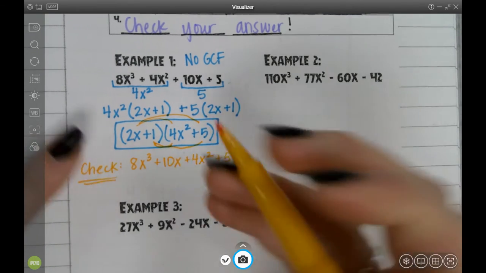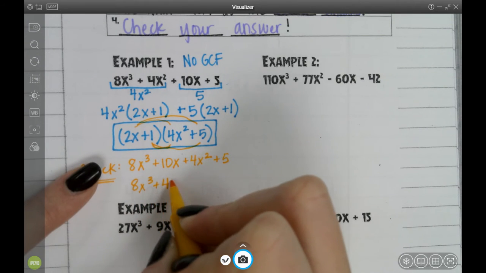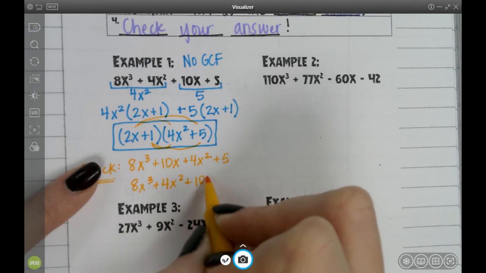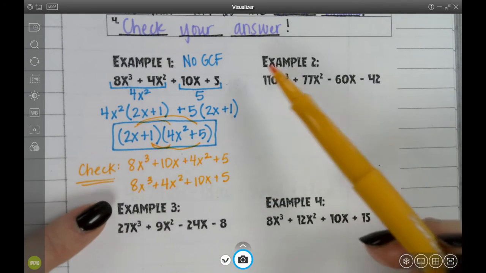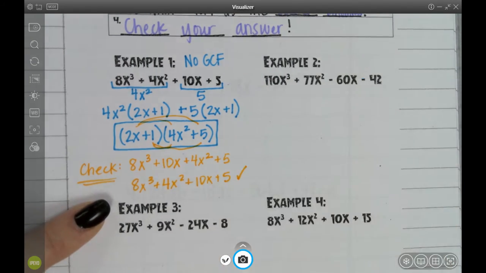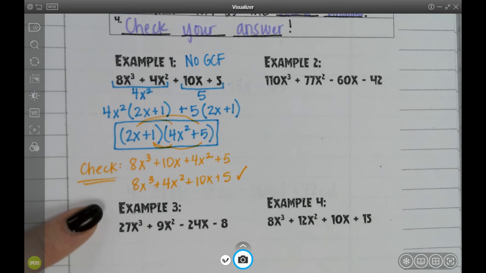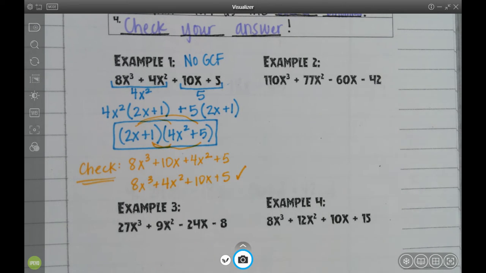So I could rearrange these terms to get 8x cubed plus 4x squared plus 10x plus 5, which is what I started off with. So I have checked my answer, I did it correctly. Good job, me. Right? Okay, let's do one more together, and then I'll let you do those 3 and 4 without me.